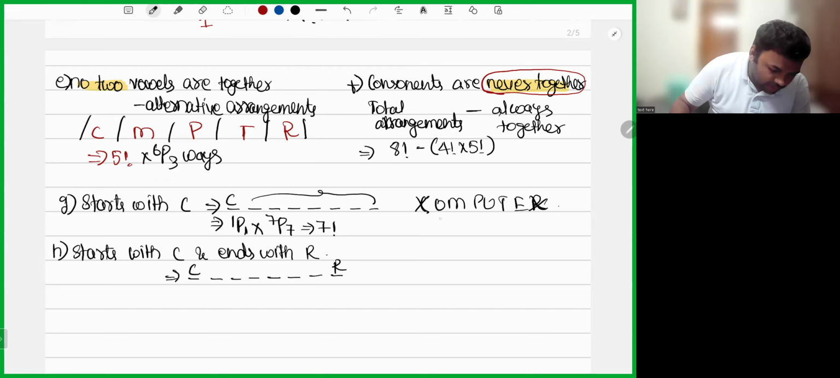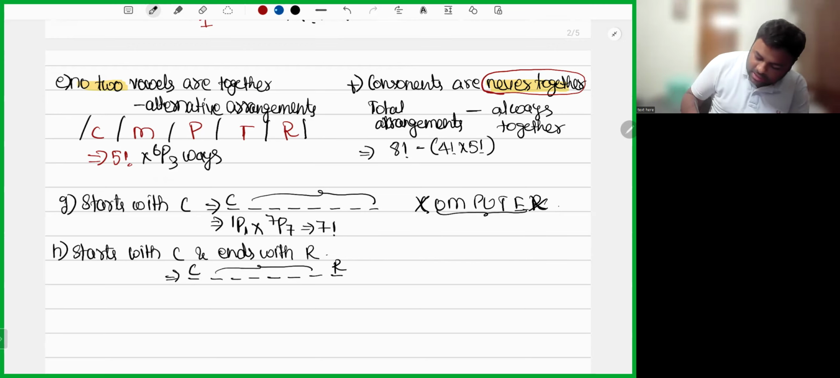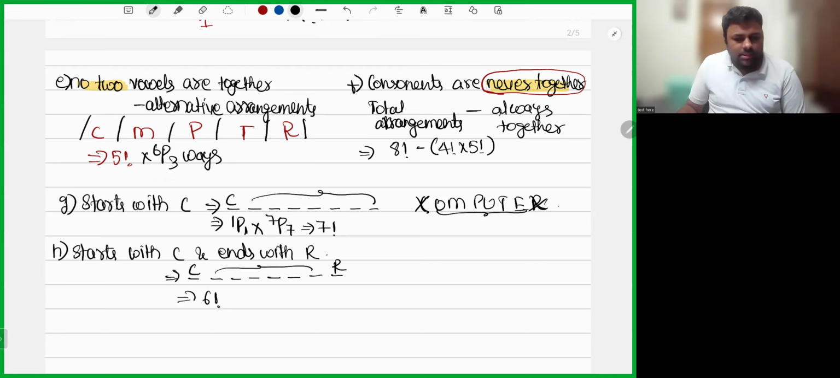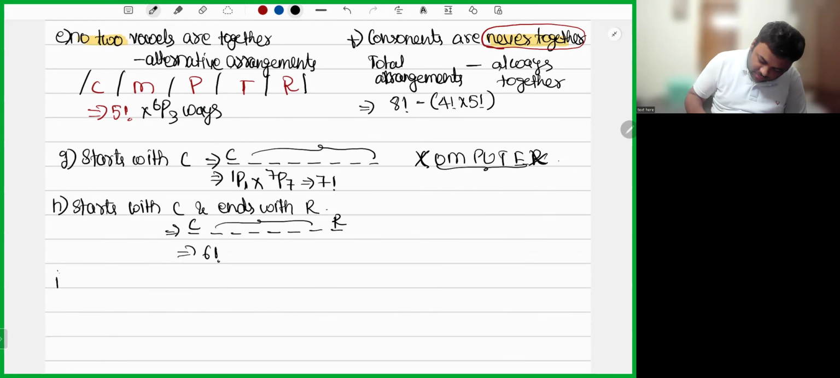So how many letters do we have? 4, 5. How will you place 5 letters in 5 places? 5 or 6? 1, 2, 3, 4, 5, 6. How will you place 6 letters in 6 places? 6 factorial. Okay. Starts with C and ends with R. Next, 5.